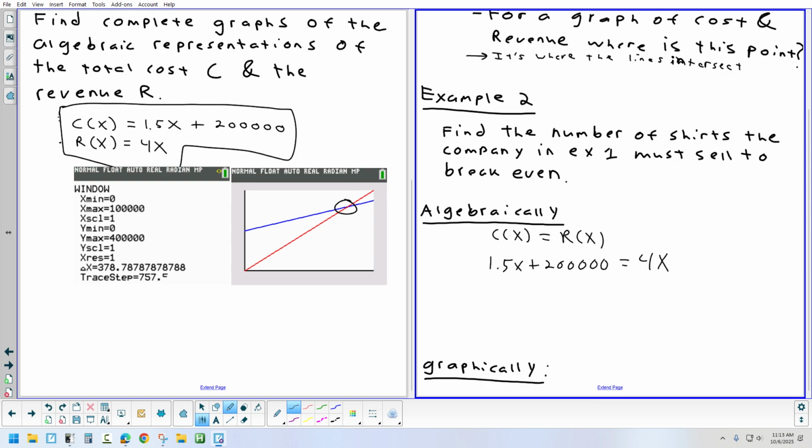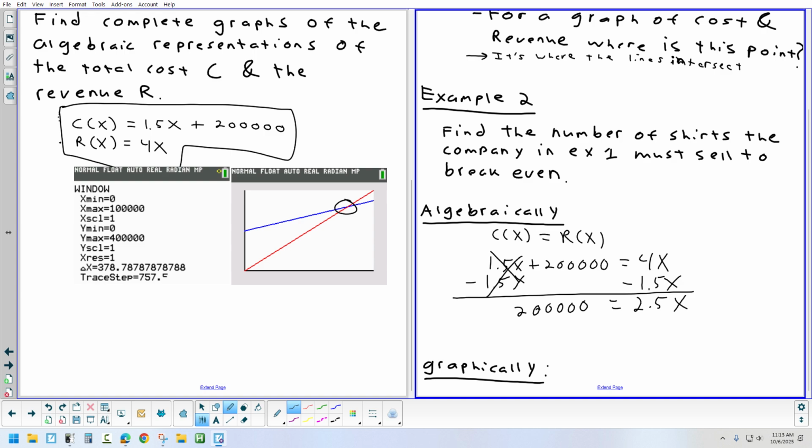Divide by 4. I mean, you could, but that's not going to help us to get x by itself because we're still going to have x's on both sides. Yeah, I would subtract the 1.5x. And now we don't have to deal with x's in two different spots. So that's gone. We get 200,000 equals 2.5x.